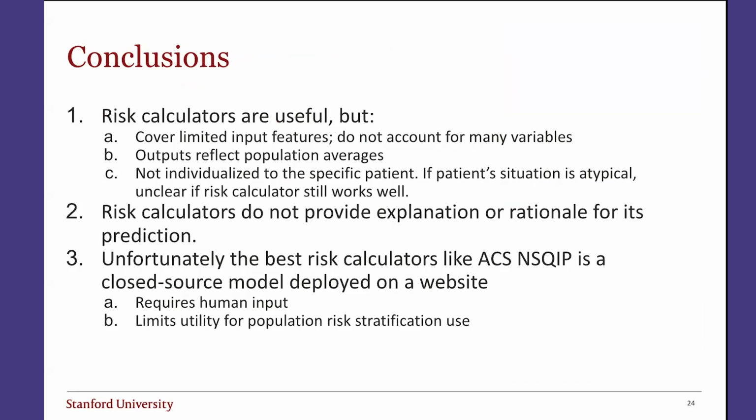Furthermore, the risk calculators don't provide any explanation or rationale for their predictions. And unfortunately, some of the best risk calculators, like the NSQIP tool, are closed source models that are deployed on a website and require manual human input. So it really limits the utility for population level risk stratification, and for use cases like stratification for the pre-op clinic and operating room.